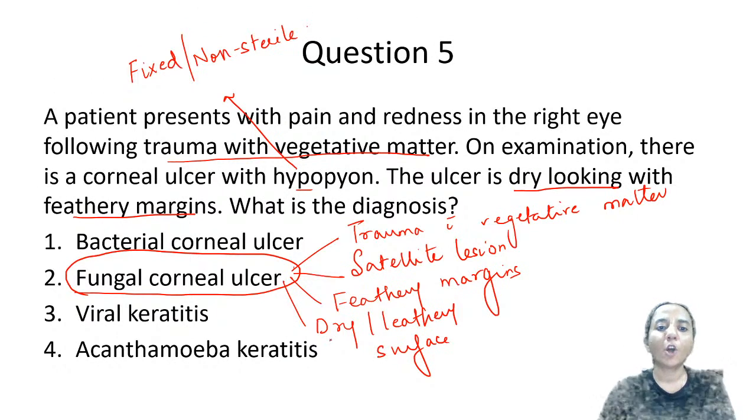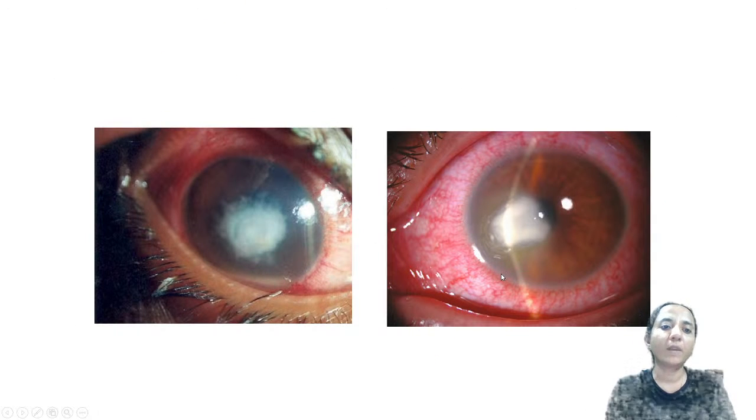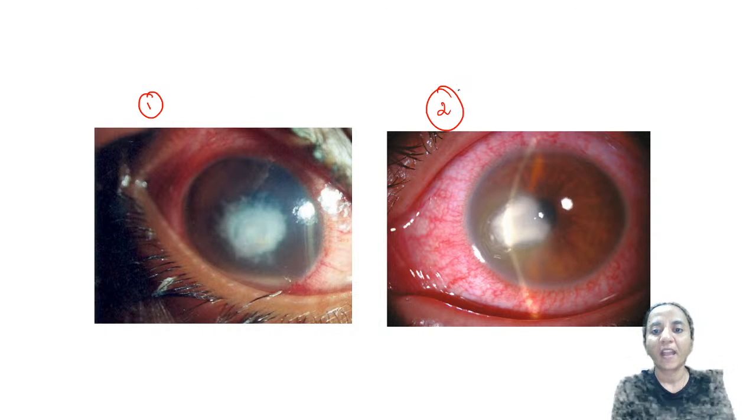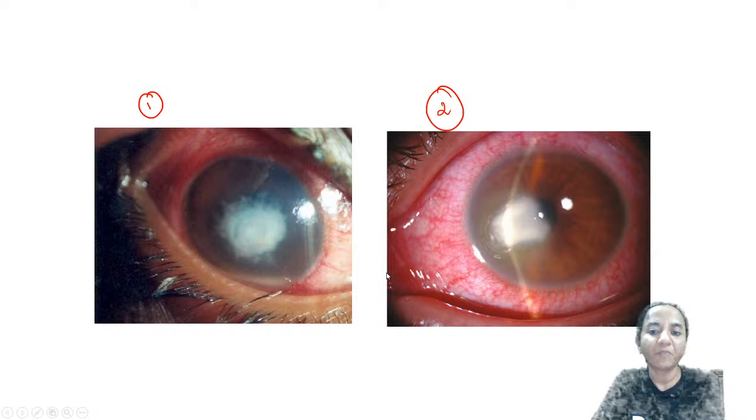Right, now taking the opportunity of this question, let's quickly go over a few images. Look at these two images. Suppose we are given image number 1 and image number 2, and instead of all this story given in the question, they gave us just the image and said this is the image of a patient having corneal ulcer and we have to diagnose it as bacterial or fungal. What would you call picture number 1 and what would you call picture number 2?